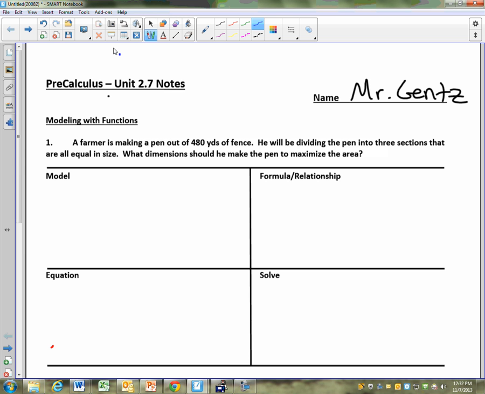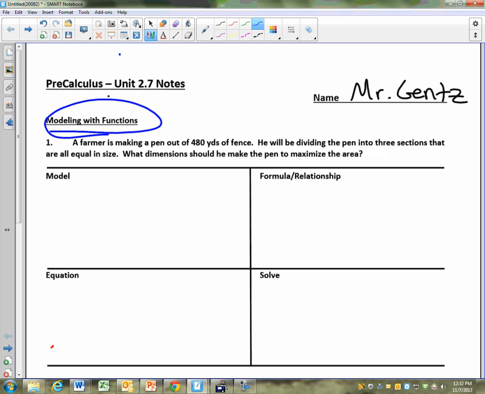Okay, we're going to start section 2.7. I know that your previous notes end where Kyle is. We're not going to finish off those last two examples. They're word problems, and we're just going to learn a better way to do those word problems anyway. So we're just going to go here, and we're going to do something called modeling with functions.